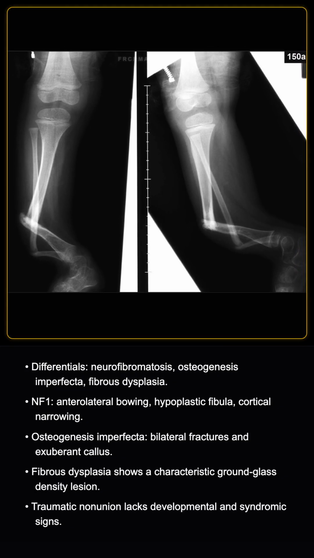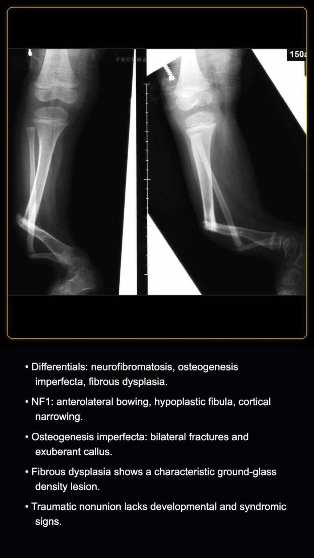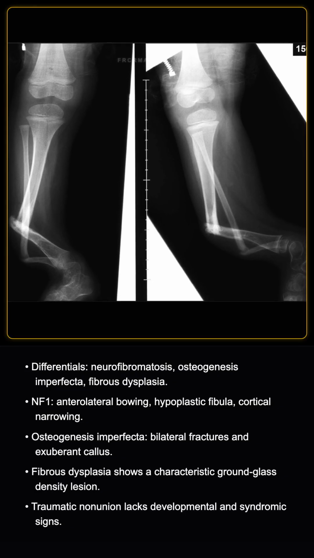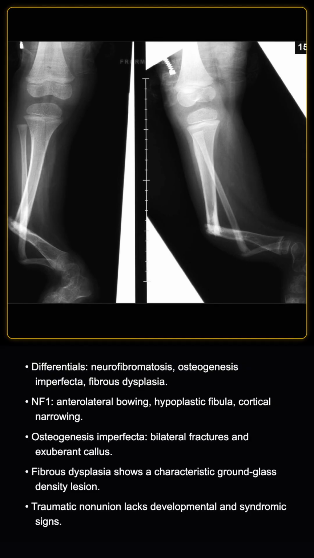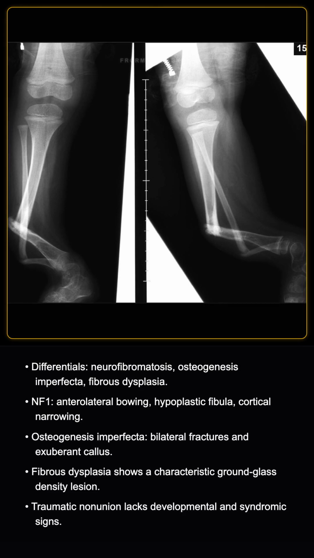Osteogenesis imperfecta usually presents with bilateral involvement, multiple fractures of varying ages, and exuberant callus formation. Fibrous dysplasia displays a characteristic ground glass density lesion at the apex of the deformity. Traumatic nonunion lacks the syndromic signs of neurofibromatosis or osteogenesis imperfecta.